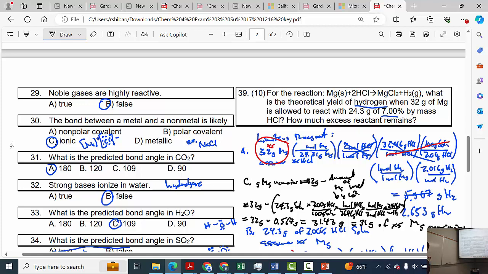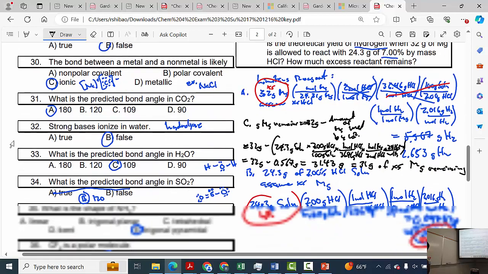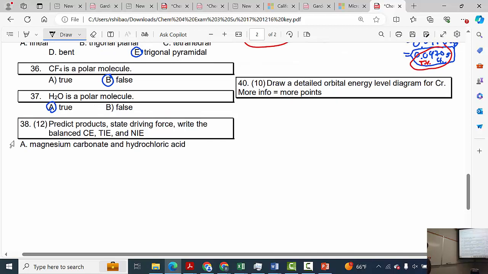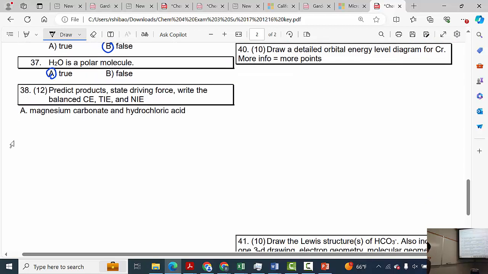You're given the amounts of two reactants. You're given how much magnesium you have, and you're given how much HCl you have. If you're only given one, then you don't have any choice. You have to assume you have excess of the other. But since you're given both, we don't know which one is the limiting reactant. So this is just straight memorization.